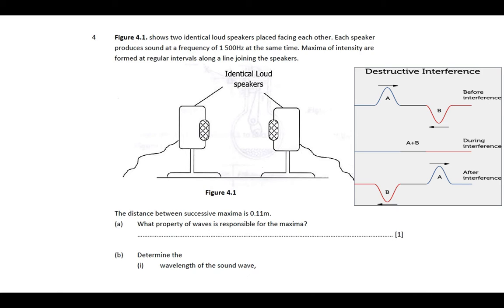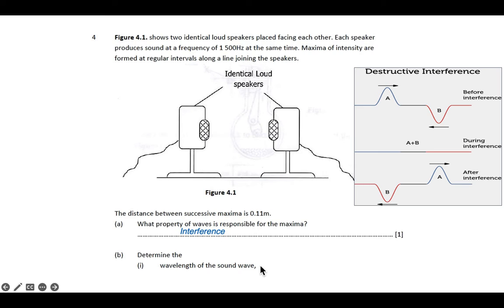So let's look at the first question that is being given. In our first question, we are told that the distance between successive maxima is 0.11 meters. In the first question, what property of waves is responsible for the maxima? So we call this interference. Yes. So therefore, on question B, we go to question B. Determine the one wavelength of the sound wave.